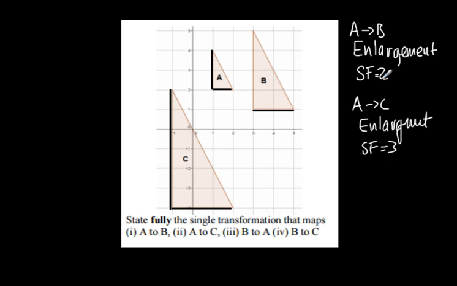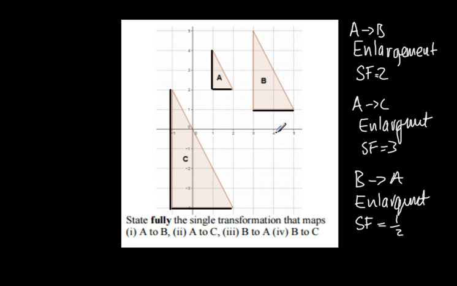Right, B to A. Again, B to A, let's go back to A to B. It's still an enlargement. That doesn't matter that it's got smaller. It's an enlargement, but the scale factor this time is 1/2. A is half the size of B. We'd have to multiply all of the side lengths of B by 1/2 to get A. If we look at B, now this one's quite nice. What we've not done is C to A. C to A would be a scale factor enlargement of 1/3.